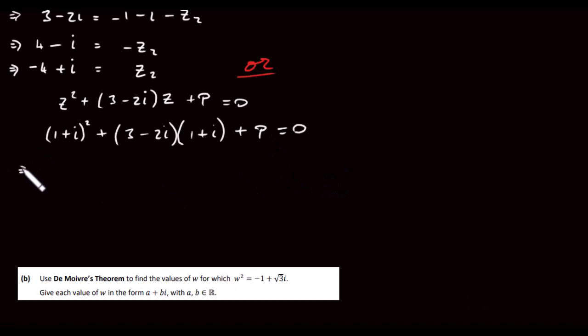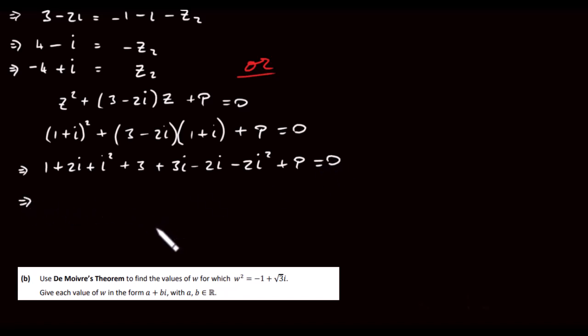So let's do that. We have 1 plus i squared, so that's going to be 1 plus 2i plus i squared, plus 3 plus 3i minus 2i minus 2i squared, plus p is equal to 0. Let's add everything up here.